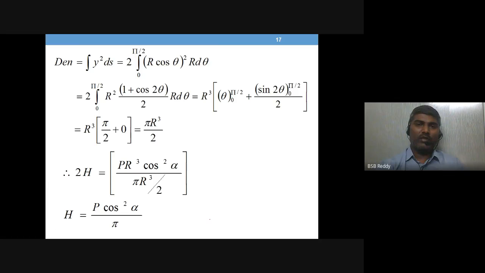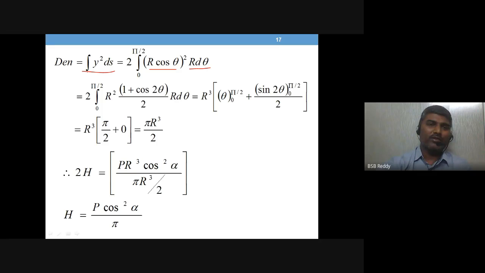Right, coming to the denominator, as I said, it is a semicircle, it only depends on geometry. So integral y square ds is the formula. Y is always r cos theta, so whole square, and ds is r d theta. This has been followed from example 1 and example 2 likewise. So it is the same for a semicircle.